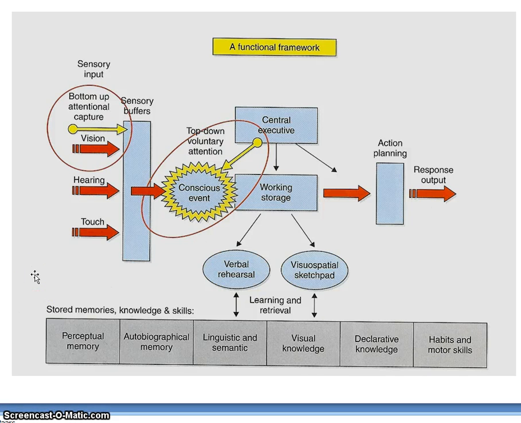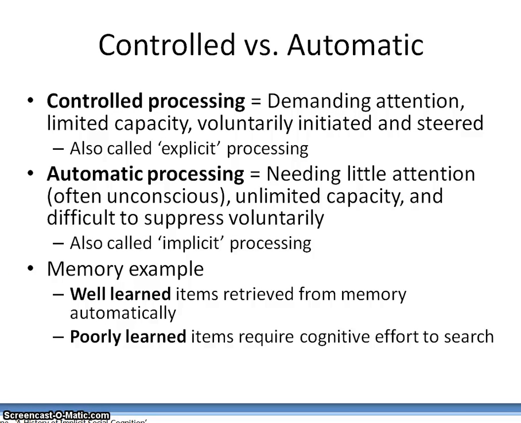Okay, so with this functional framework in mind, we can go on to discuss some important concepts in psychology. One of the important concepts is the distinction between what we'll call controlled versus automatic processes in this model. Controlled processing, as opposed to automatic processing, refers to processes that demand attention, they have limited capacity, and they are voluntarily initiated and steered. And another word for this would be explicit processing.